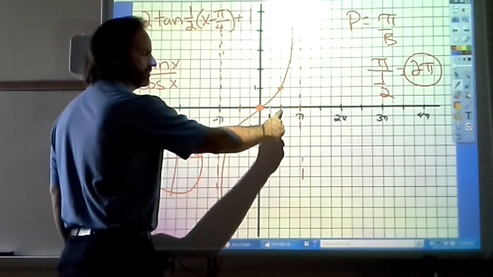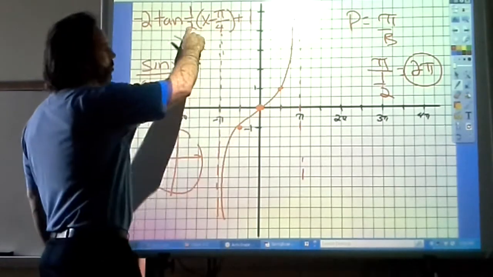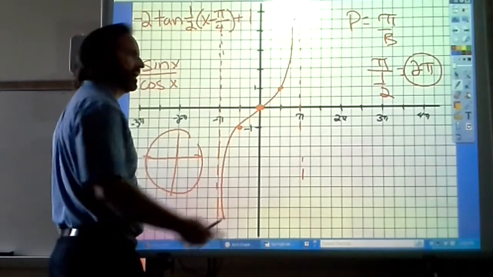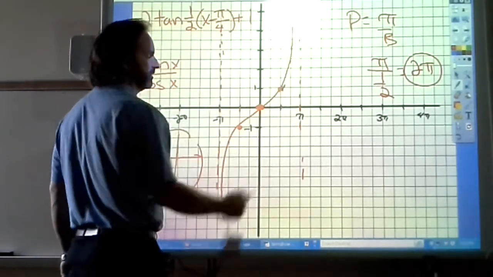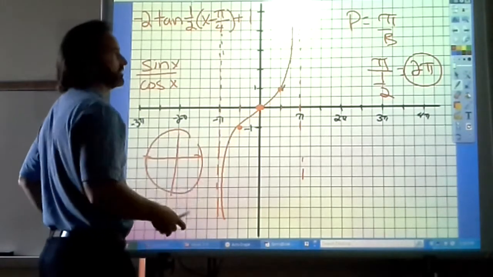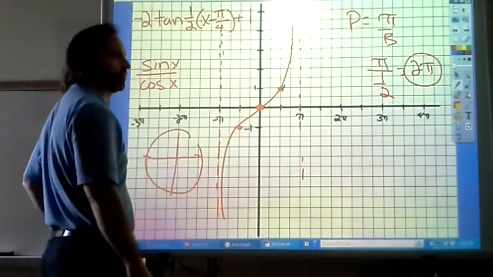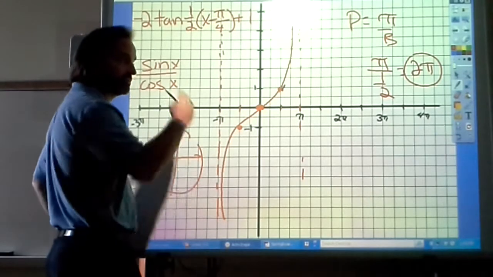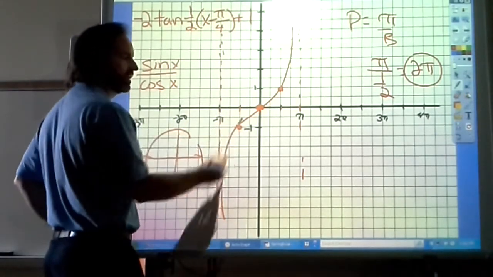And that makes sense. Pi halves times 1/2 is pi quarters. What's tangent of pi quarters? 1. So that's going to work out. Negative pi halves times 1/2 is negative pi quarters. What's tangent of negative pi quarters? Negative 1. So this is working out very nicely.